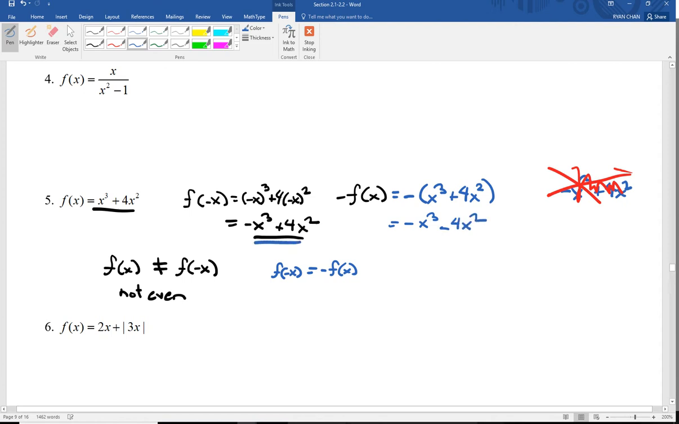I look at this one here, and I look at this one here. They do not have the same signs because for the 4x squared, one's positive, the other one's negative. So this one doesn't work. It's not odd. And we have a special case where it is neither. Okay, and that is possible.